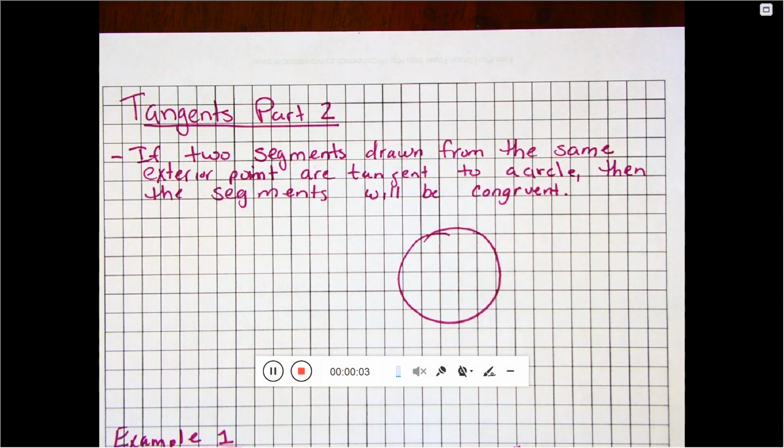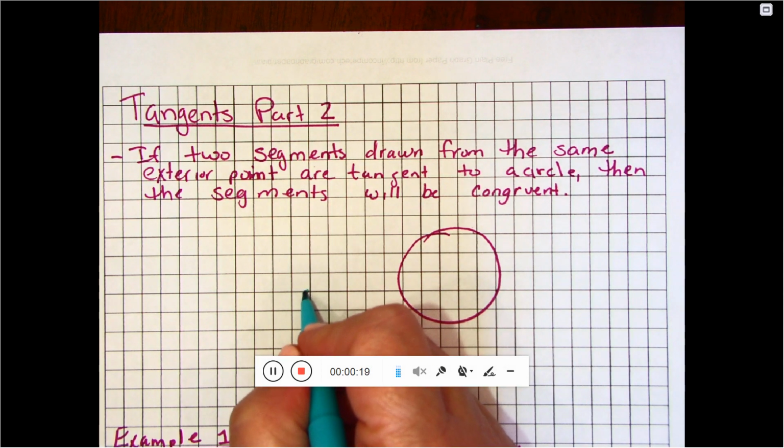Okay, Mrs. McBride again. Just want to extend our knowledge a little bit about tangents. It says here, if two segments drawn from the same exterior point are tangent to a circle, then the segments are congruent. What that means is this.